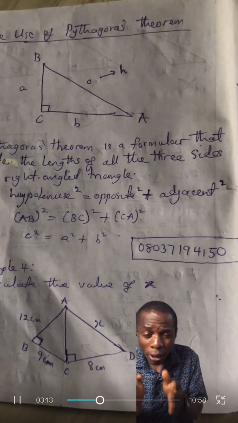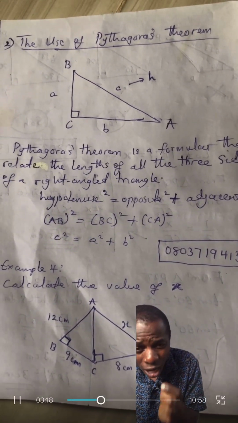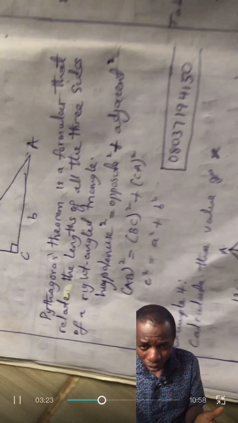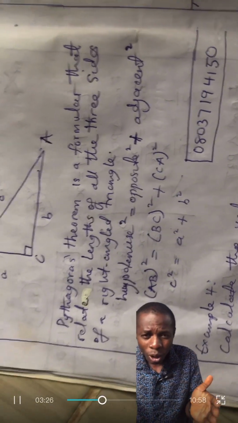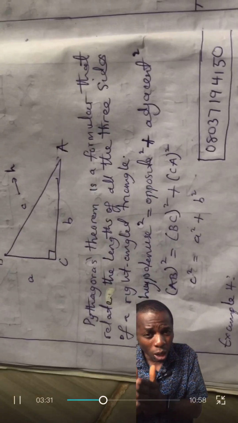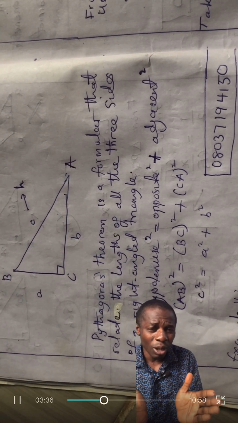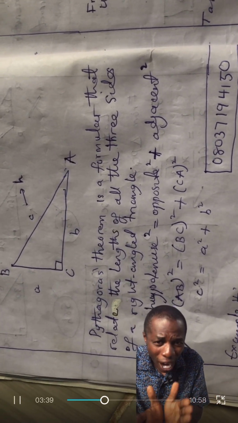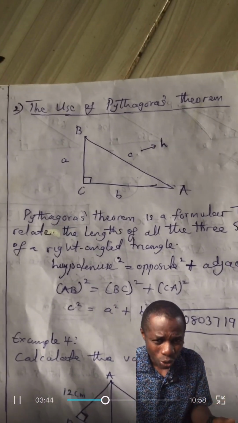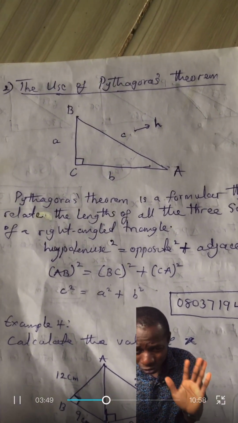Pythagoras theorem is used to find the third side of a right angle triangle provided the other two sides are given. So if you are given two sides of the right angle triangle and you are asked to find the third side, you make use of the Pythagoras theorem. I hope that one is very clear.